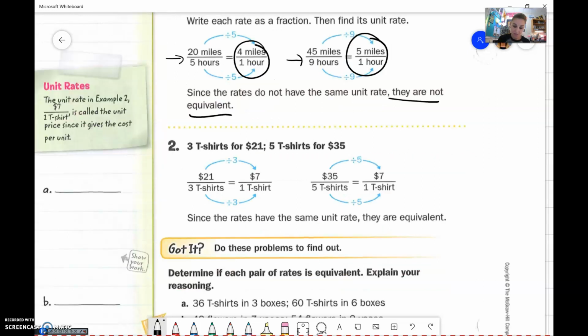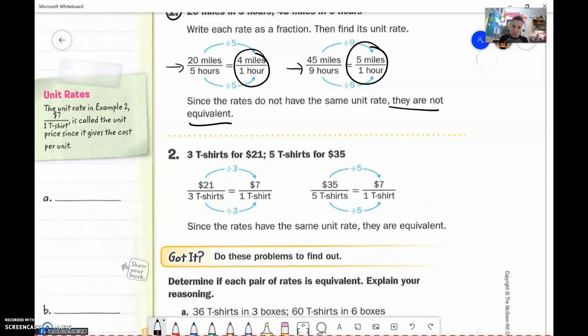All right, take a look at this one. You can get 3 t-shirts for $21 or 5 t-shirts for $35. So we're going to write it as 21 over 3, and we know that we can divide each of these by 3, doing exactly what they did there, and you get 7 over 1. Same thing here. They wrote 35 over 5, and then they divided each of those by 5, and you ended up getting 7 over 1. Are those equal? Yes, those are equal. They are equivalent fractions.